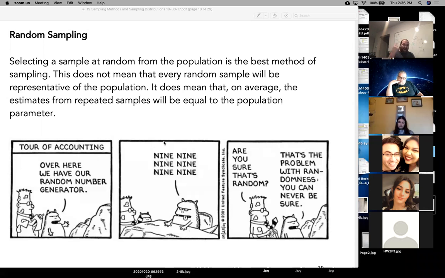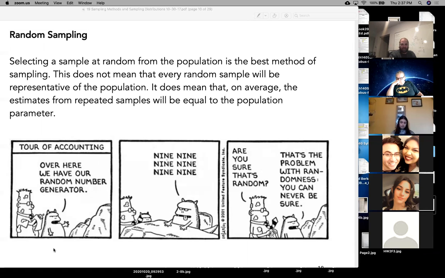But on the average, if I keep taking random samples of the same size, some are better than others, some are bigger, some are smaller, but on the average, it should again be a good estimate for the actual value. Does that make sense?